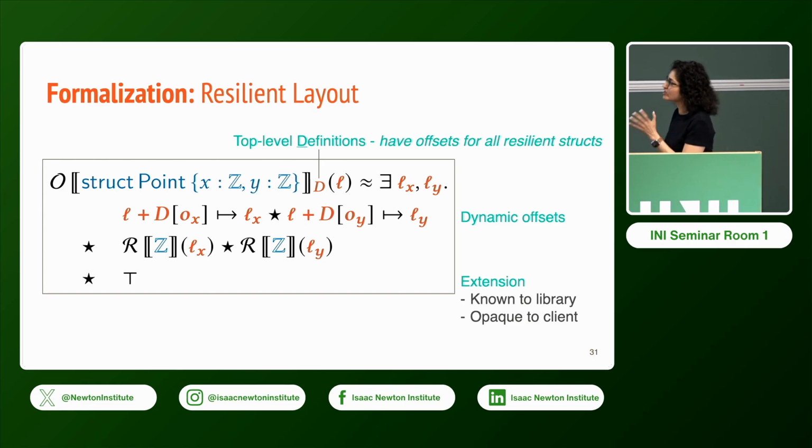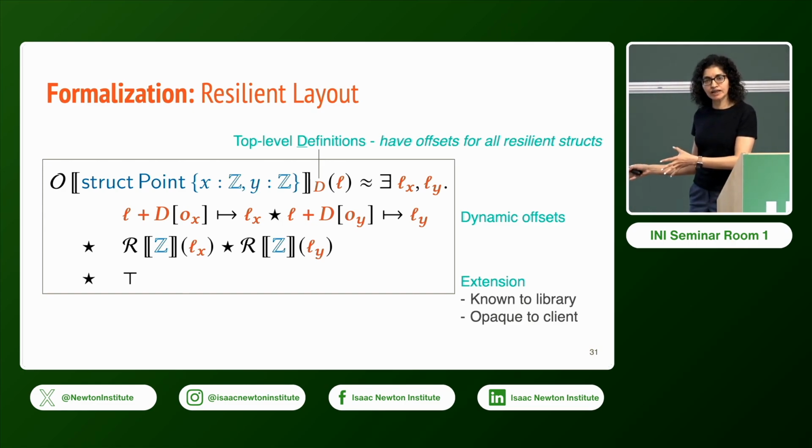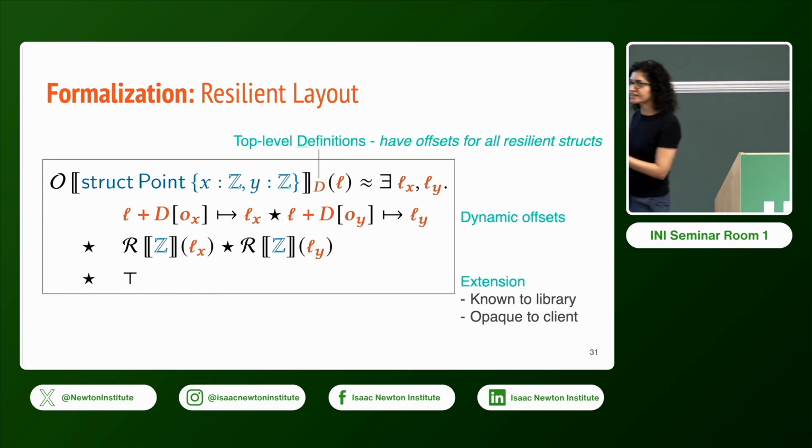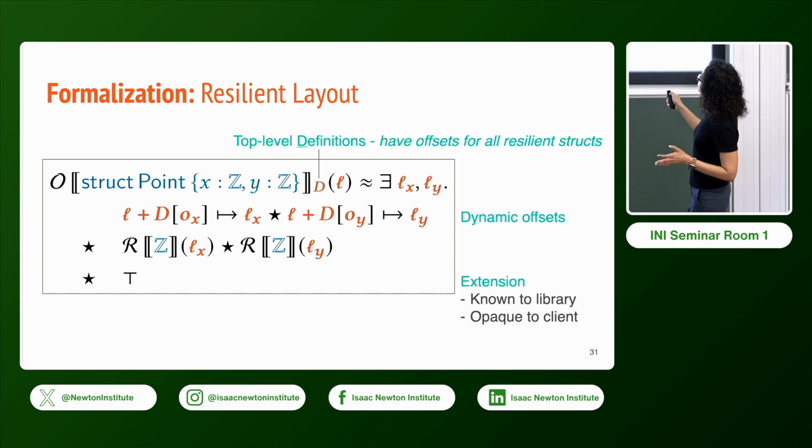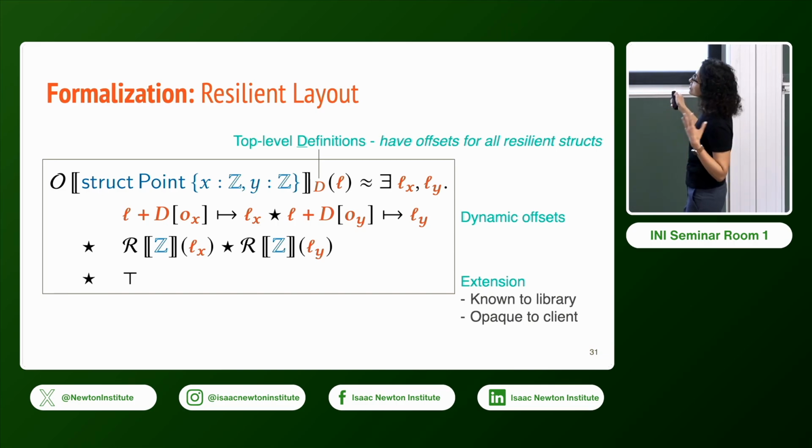Okay. And just to semantically show you what that might look like, it ends up looking like a definition like this. Again, looks hairy, but it's very easy. For struct point, there is this top-level definitions table. That's where I said they store the offsets for all the resilient structs that they have. They might have non-resilient structs as well.